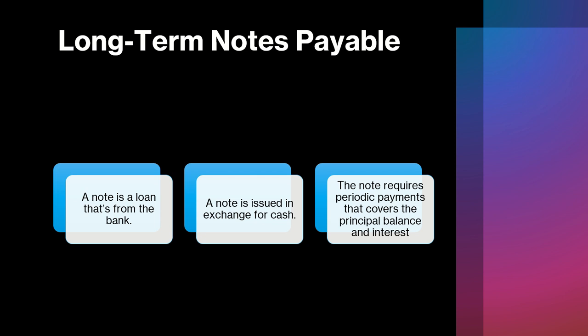So what is a note? A note is a loan from the bank. Specifically, a note is a legal agreement between the lender and the borrower that specifies the amount that's borrowed and also the interest that's assigned to that principal balance being borrowed by the borrower. A note is issued by the borrower in exchange for cash received from the lender. And the note requires periodic payments that cover the principal balance and interest.